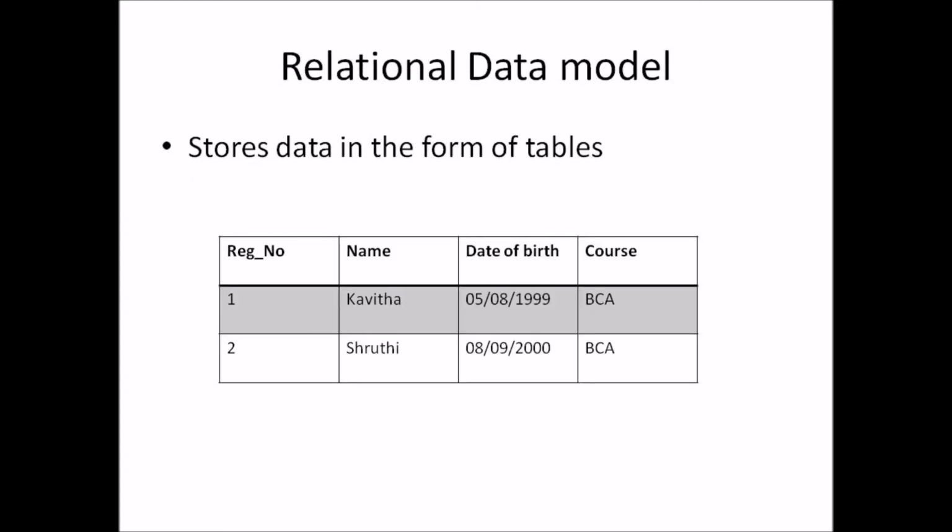Relational data model. Relational data model is the one which stores data in the form of tables. If you see, I have enclosed one table there. It has the attributes register number, name, date of birth and course. Register number 1 is Kavita, we have her date of birth, and the course which she is studying is BCA. Followed by register number 2 is Shruti, and we have her date of birth followed by the course that she is going to do, that is BCA. So this is where you can see the data is stored in the form of tables.